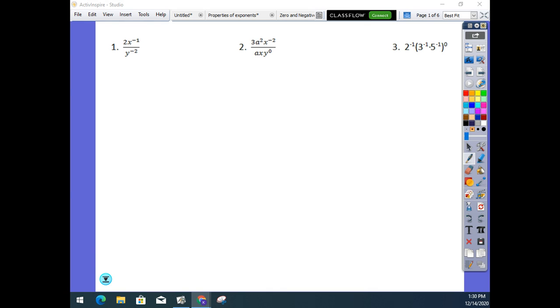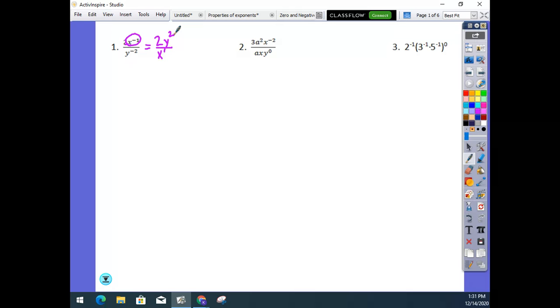Okay, so in number one, the first thing I'm going to do is move things around so they all have positive exponents. The 2 is just a regular 2, so it stays where it's at. The x has a -1 exponent, so I'm going to move it to the bottom and make it positive. The y has a negative exponent on the bottom, so I'm going to move it to the top and it makes its exponent negative.